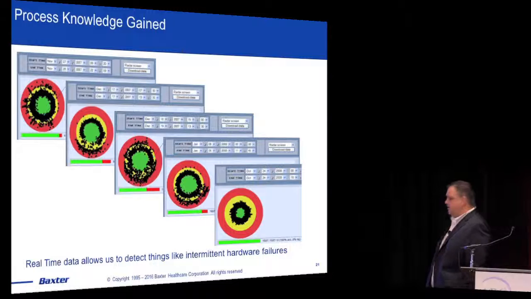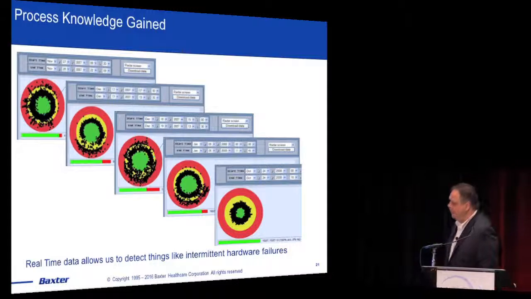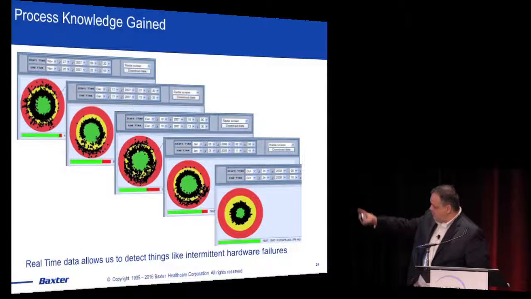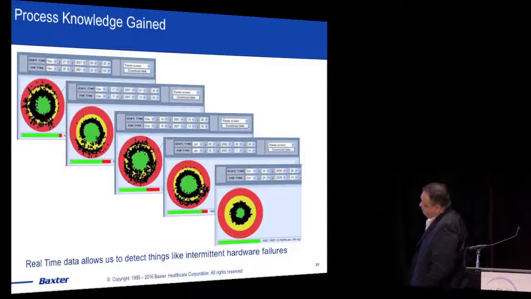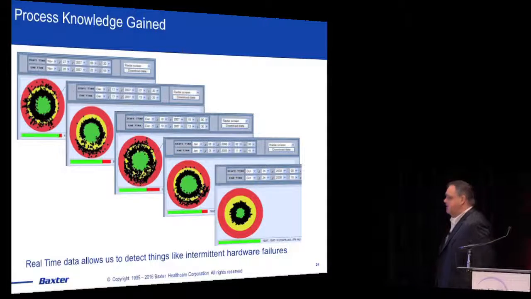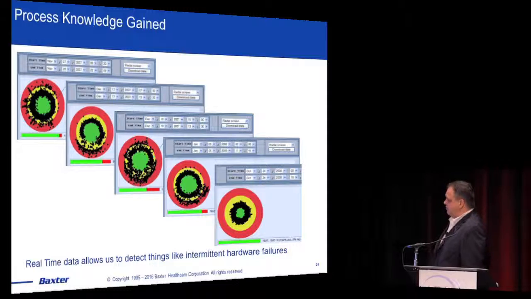It's helped us detect intermittent hardware failures. You can see that the process may be running fine and then the wheels fall off, and then it runs fine again and the wheels fall off. This allowed us to troubleshoot a problem that most of our internal experts didn't think we would ever be able to detect with the typical means we'd used over the years.